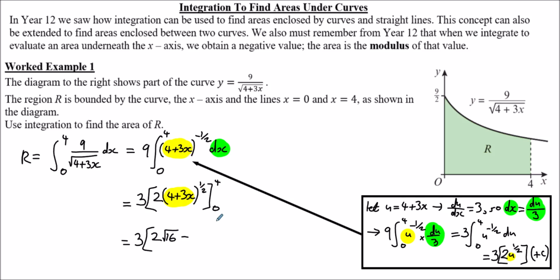But if I then put the lower limit of 0, I'm going to get 2 lots of 4 plus nothing to the power half. So 4 plus nothing is just 4 to the power half. That's going to be the square root of 4. So then simplifying, square root of 16 is 4. 4 times 2 is 8. Square root of 4 is 2. 2 times 2 is 4. So it's just 3 lots of 8 minus 4, which is 3 lots of 4, which of course comes out to be exactly 12. And so our first example, the area R is equal to 12.